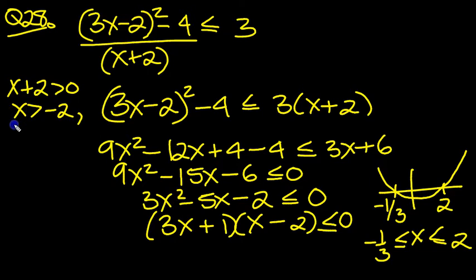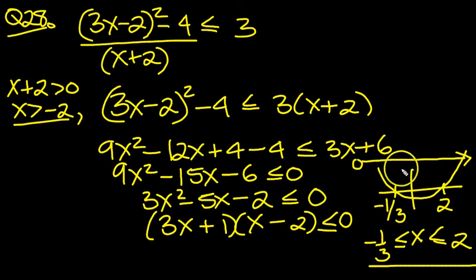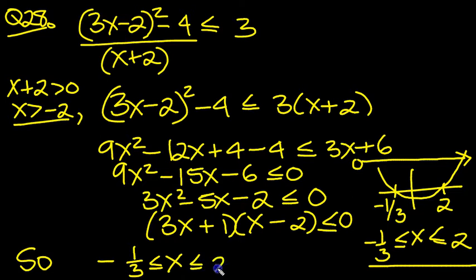So given this context, this was our solution set. So do any of these values lie inside this context? x is greater than −2 is back here, so that's the solution set, the context of the problem. We found this solution set. It lies entirely inside, so this is okay. Minus 1/3 ≤ x ≤ 2 is okay. So that's that case done.